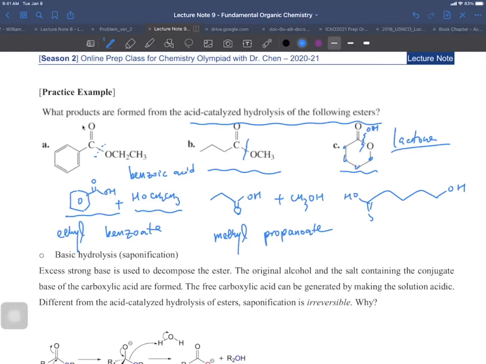So the lactone is made by an intramolecular dehydration, which means in the same molecule, we have the COOH group and the OH group, and their distance is appropriate. And then with the catalyst, they do an intramolecular dehydration and get the lactone. So obviously, it's relatively harder for us to name the lactone.